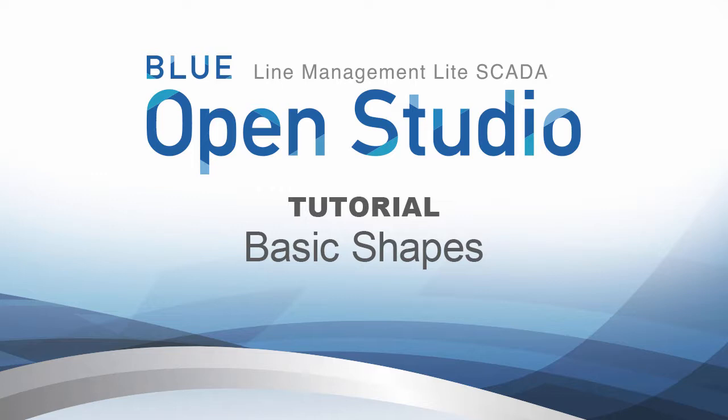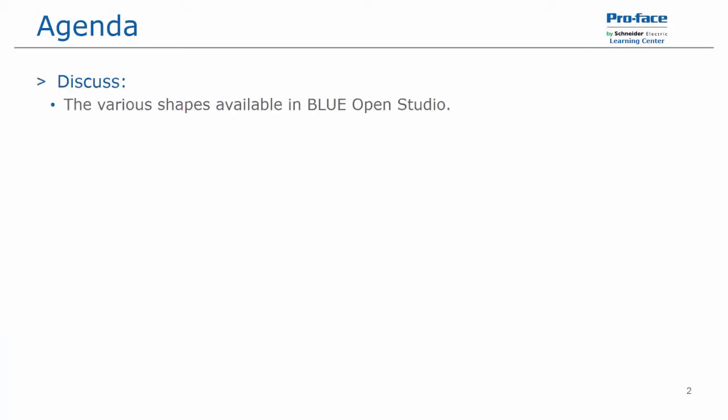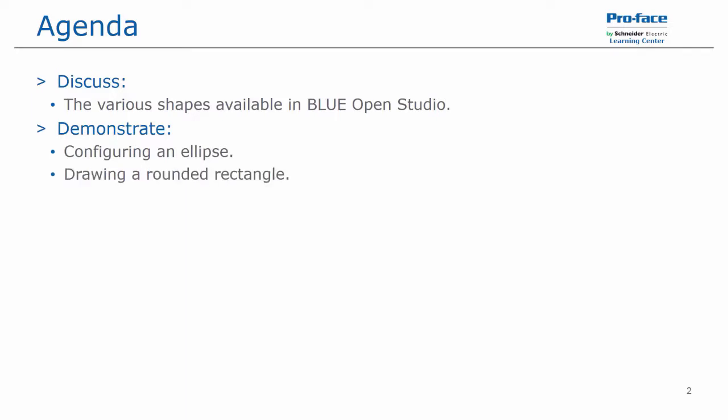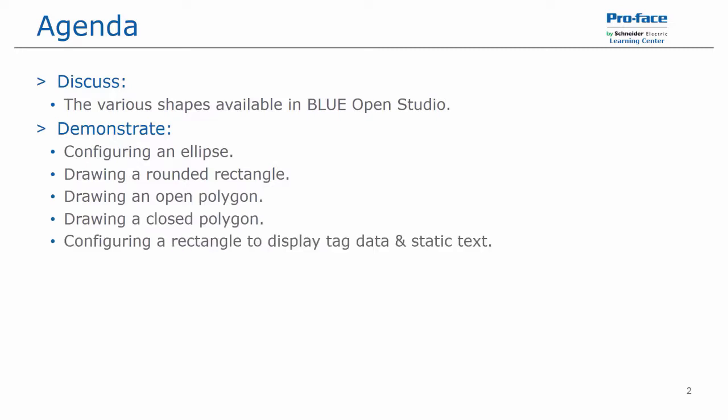The topic of this video will be basic shapes. In this video, we will be discussing the various shapes available in Blue Open Studio, and we will demonstrate configuring an ellipse, drawing a rounded rectangle, drawing an open polygon, drawing a closed polygon, and configuring a rectangle to display tag data and static text.